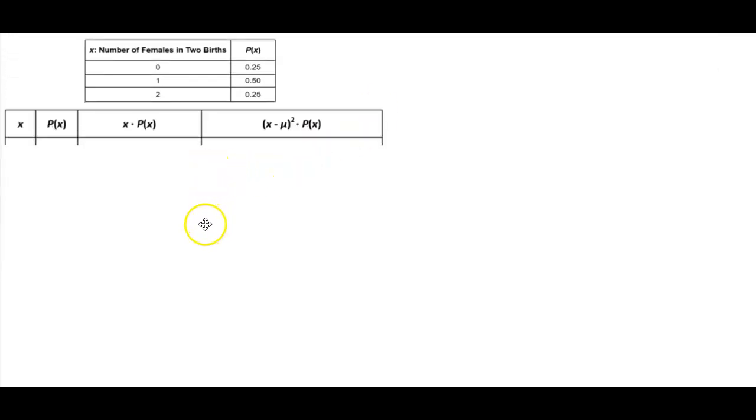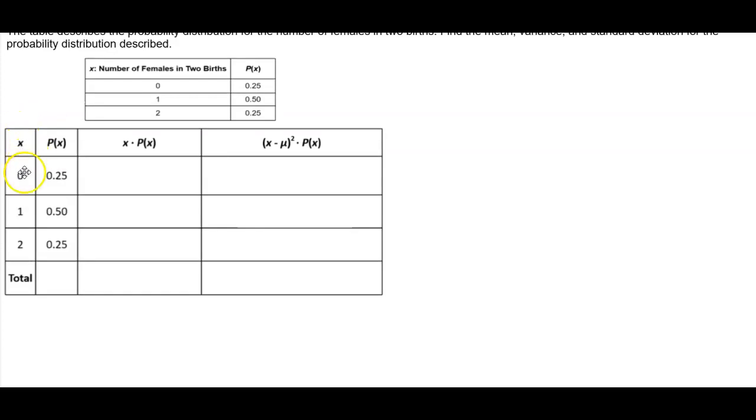So, the first thing we're going to do is create a table. We have the data value x, which represents 0, 1, and then 2, and we have the probability of x, which is 0.25, 0.50, and 0.25. Then we have this column, so we need to take the data value and multiply it by the value of the probability of x. So we're going to do that.